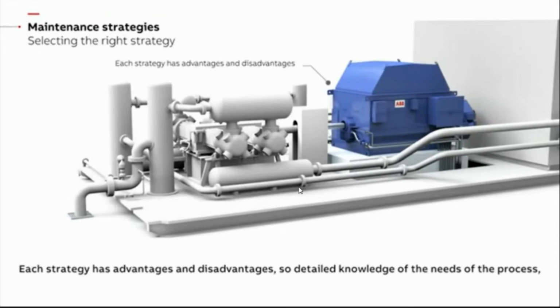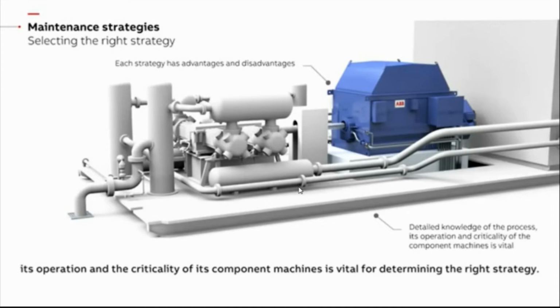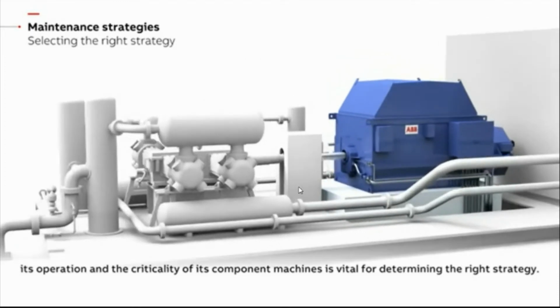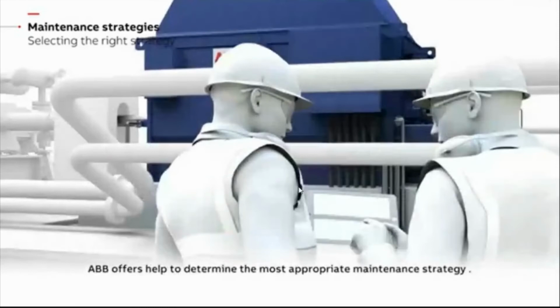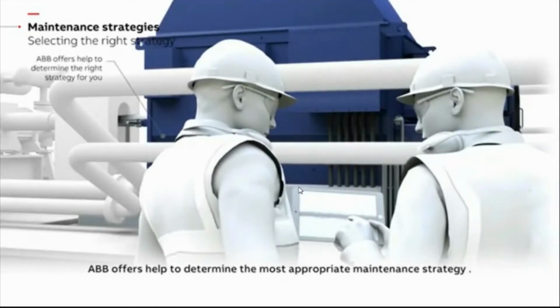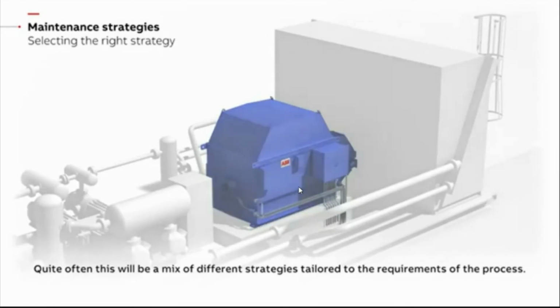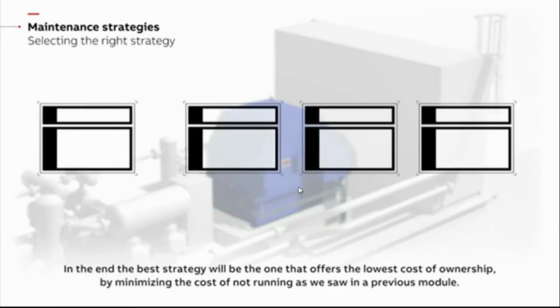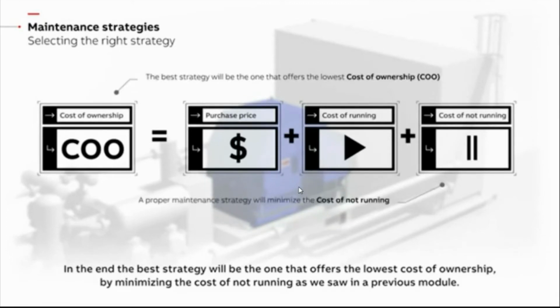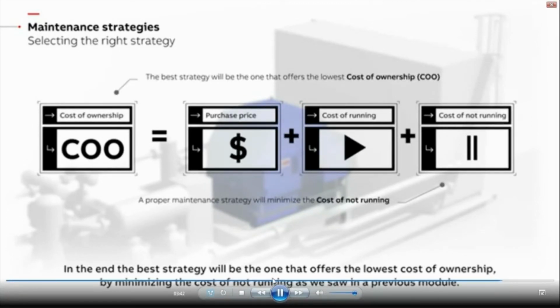Each strategy has advantages and disadvantages, so detailed knowledge of the needs of the process, its operation, and the criticality of its component machines is vital for determining the right strategy. ABB offers help to determine the most appropriate maintenance strategy. Quite often, this will be a mix of different strategies tailored to the requirements of the process. In the end, the best strategy will be the one that offers the lowest cost of ownership by minimizing the cost of not running, as we saw in a previous module.